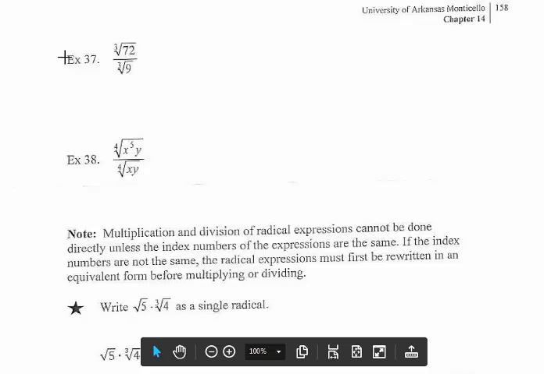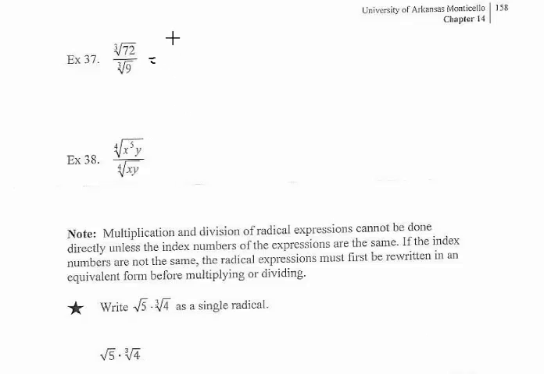On the next page we have division. We can write this in a single cube root radical and simply combine the 72 and 9 into a fraction. 72 divided by 9 inside is an 8, and the cube root of 8 is a 2.